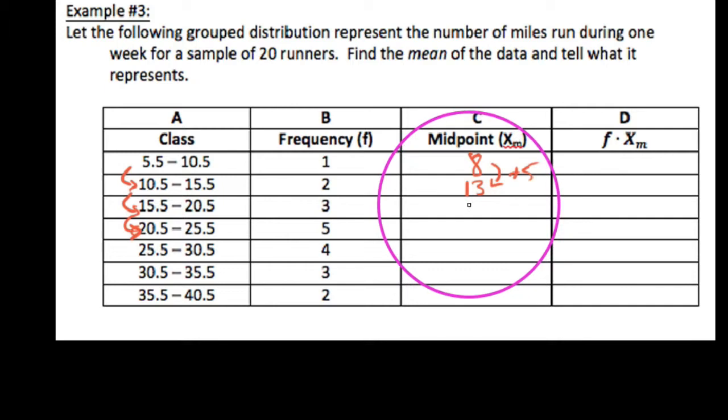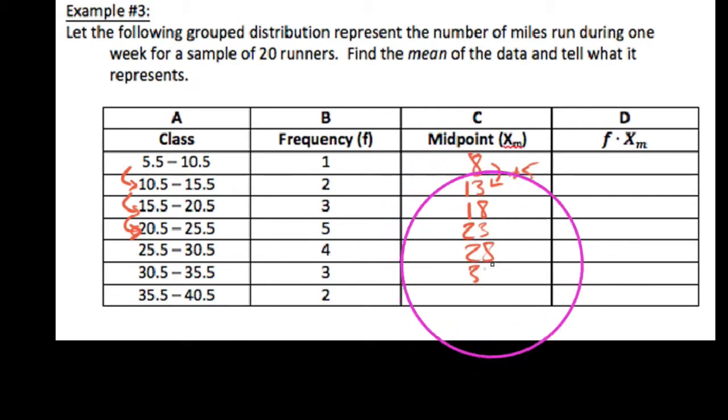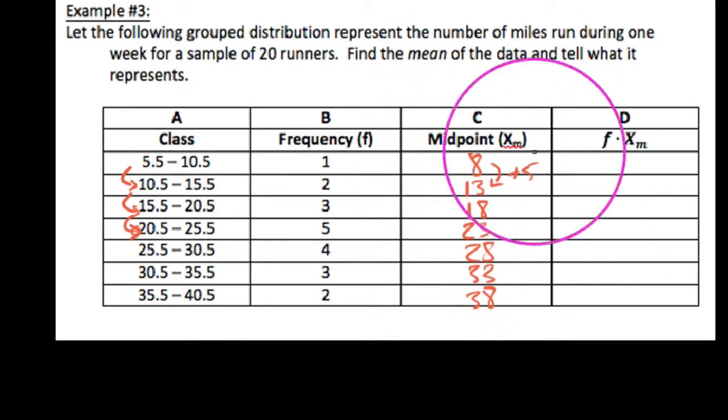So in other words, add 5 to the next class, we get 18. And 18 looks like it could be between 15.5 and 20.5. 18, 23, 28, 33, 38. Apologize for the handwriting here. But these are all of our class midpoints here.